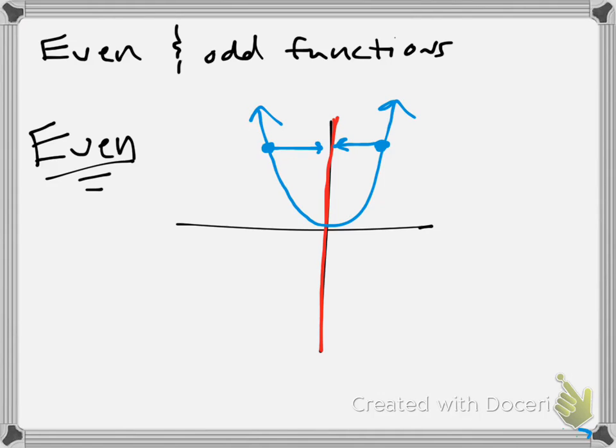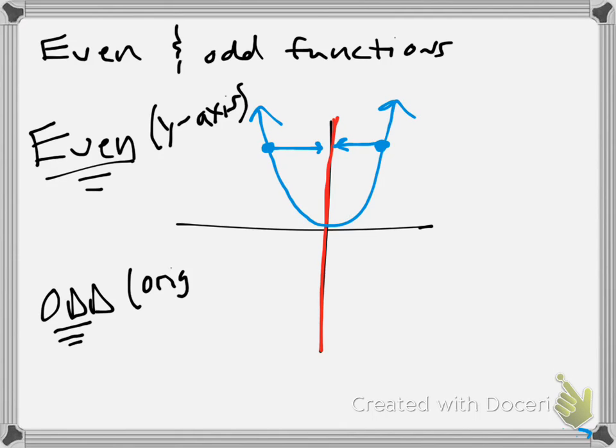An odd function is symmetric about the origin. So let's kind of write that down. This is symmetric about the y-axis. And this is symmetric about the origin. And so let me put a common odd function on there. Let's not use red, let's use purple.